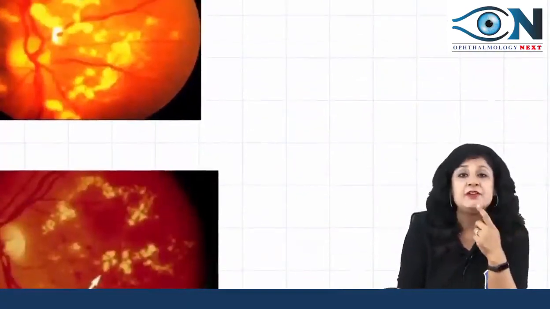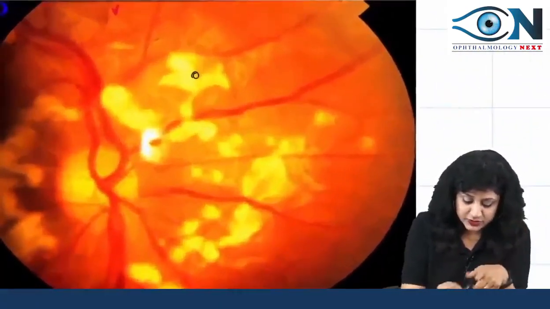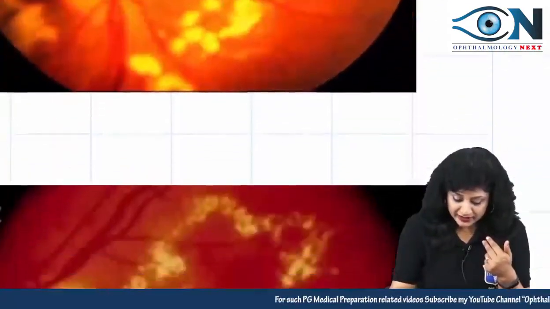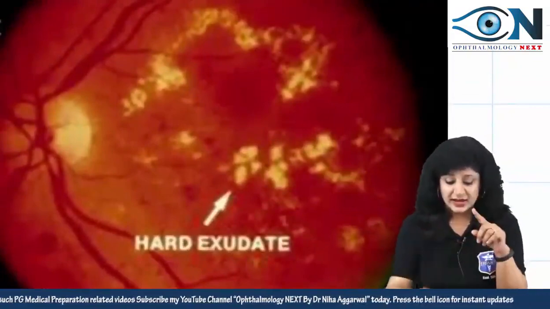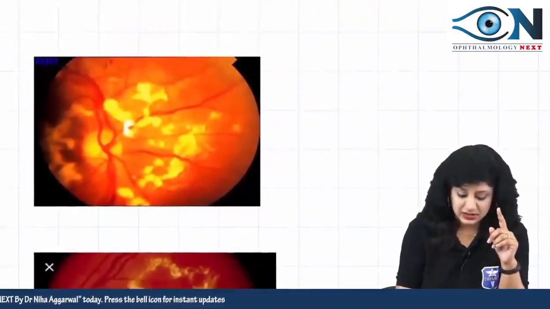Now try to differentiate between the two. Now you have seen them already. Can you see these? These are your large, fluffy ones. So these are your cotton wool spots, the soft exudates. On the other hand, if you look, these are your hard exudates. I am showing you again to show you the sharp contrast. Can you see the sharp contrast?